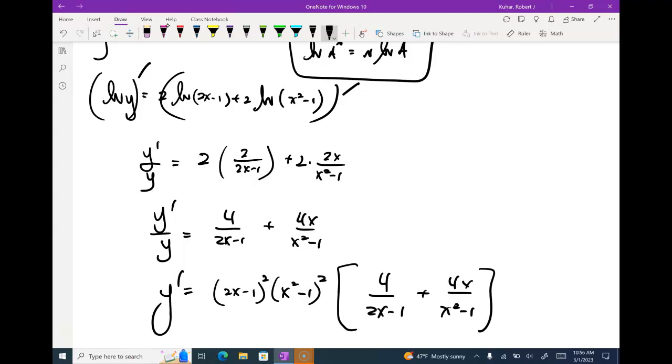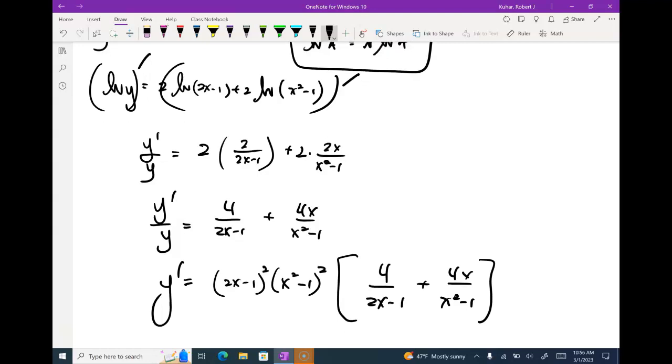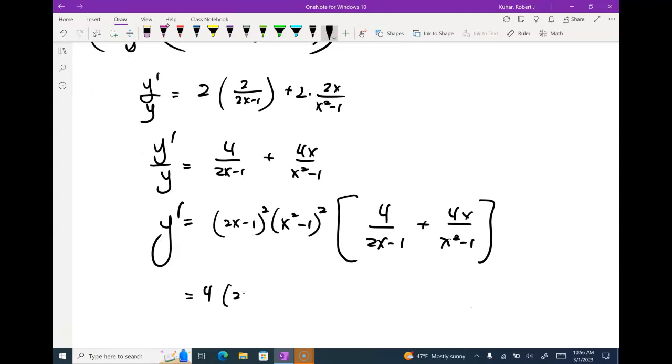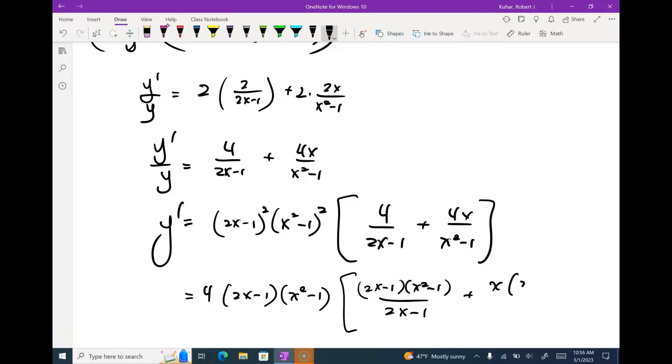So what I want to do is factor out the 4 and distribute in one of each of the factors. I'm going to factor out the 4 from the right and distribute in one of my 2x minus 1s and one of my x squared minus 1s. I'm going to leave one of the 2x minus 1s, one of the x squared minus 1s, but remember I put them back into the numerator. So I have a 2x minus 1 times an x squared minus 1 over the 2x minus 1. And I have an x, a 2x minus 1, an x squared minus 1 over my x squared minus 1.